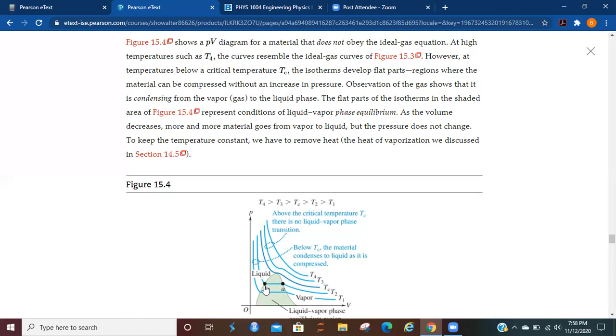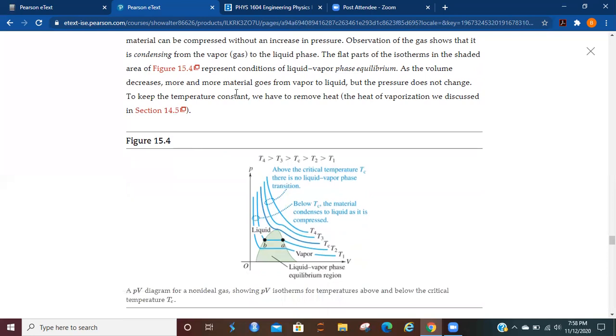You can see that because it's a straight line here. It's the same value for pressure from A to B. To keep the temperature constant, we have to remove heat.